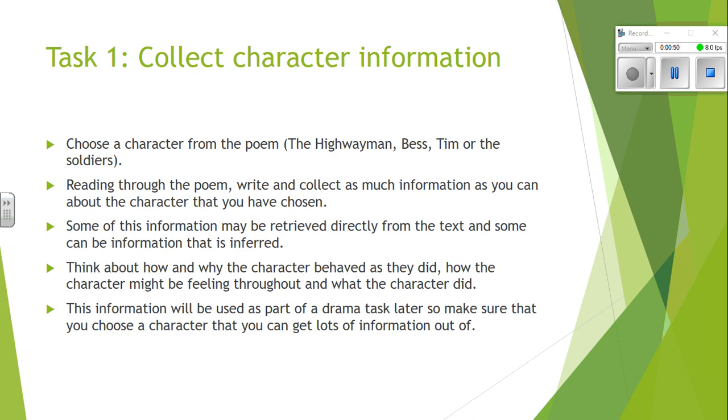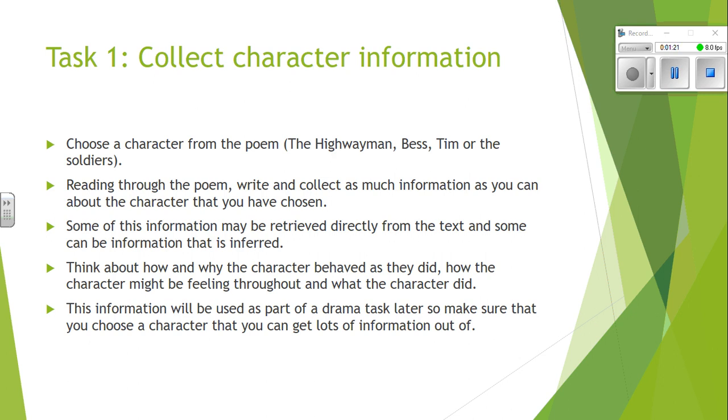Okay, so some of this information might be retrieved directly from the text, so it might be facts that you're actually grabbing that's been said from the poem, or it can be information that is inferred. So for example, you may infer character feelings. So if when the highwayman found out that Bess had shot herself to warn him, then you can infer that the highwayman is angry or is upset. You can tell that from the text, okay? So information like that, I don't mind.